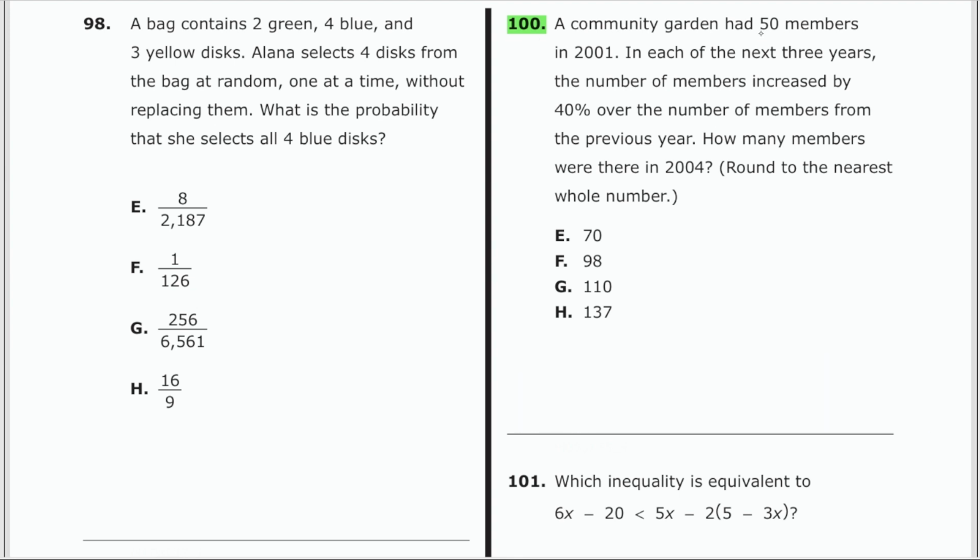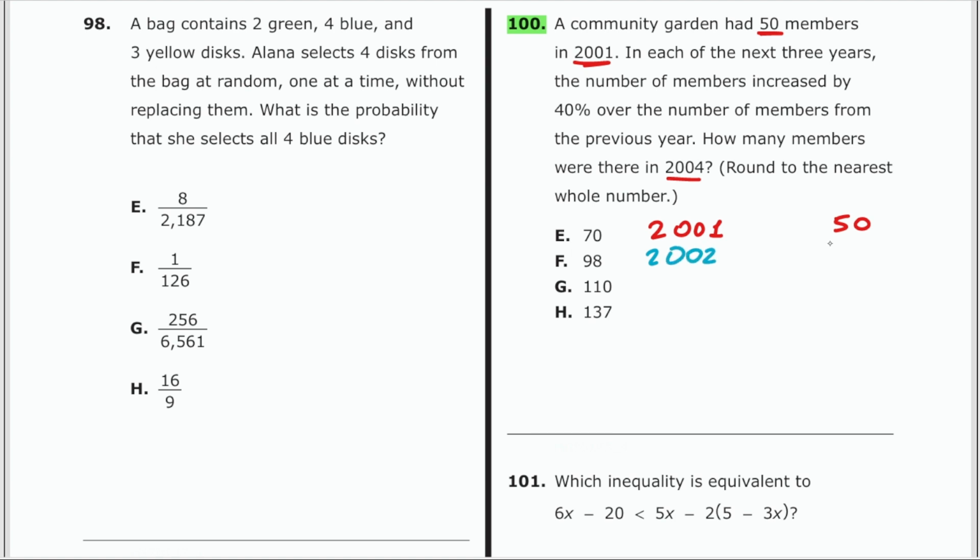So we got 50 members in 2001. We need to find out how many members we're going to get in 2004. So let's just go year by year. So 2001, first things first, that's 50 members. Now in 2002, well, actually, let me use a different color. In 2002, we are going to get how many members?